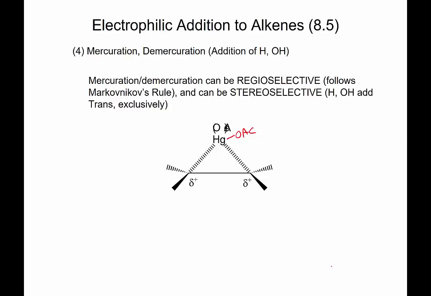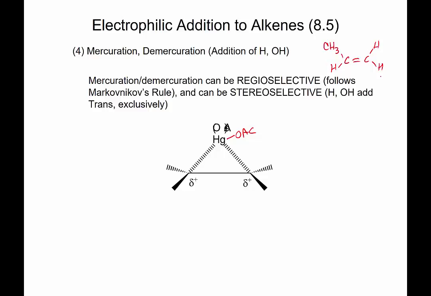Let's just say, for the sake of argument, that I added this alkene, that I'm going to do mercuration and demercuration on that alkene. So it's not symmetrical. And since each carbon in the double bond has an unequal number of hydrogens, there will be a Markovnikov product.